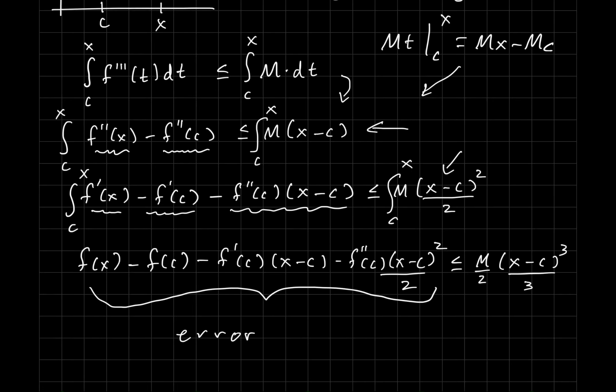And notice that I don't know what the error is, but I do know that it's less than or equal to m, which we saw was the max of my third derivative, times x minus c cubed over 2 times 3, that is over 3 factorial.